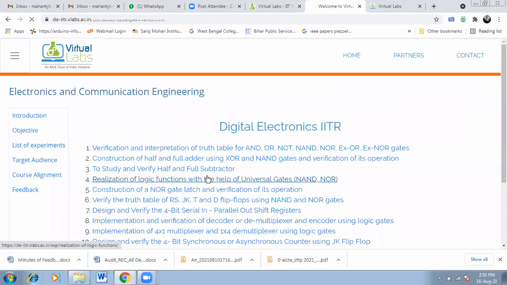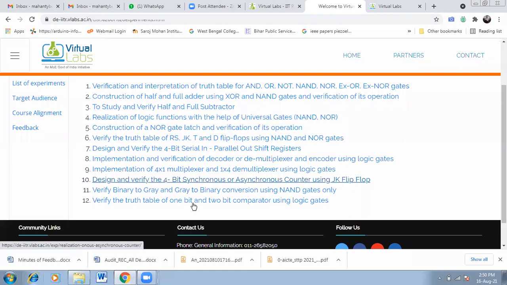In the list of experiments, there are 12 experiments only. I think we have done 11 experiments. Only the remaining part is there, the decoder. Experiment 8 is implementation and verification of decoder, demultiplexer and encoder using logic gates. Demultiplexer we have already completed. Only the decoder and encoder portion is remaining. But if we have suitable time, we can go for it. Otherwise, these 11 experiments are enough for you.